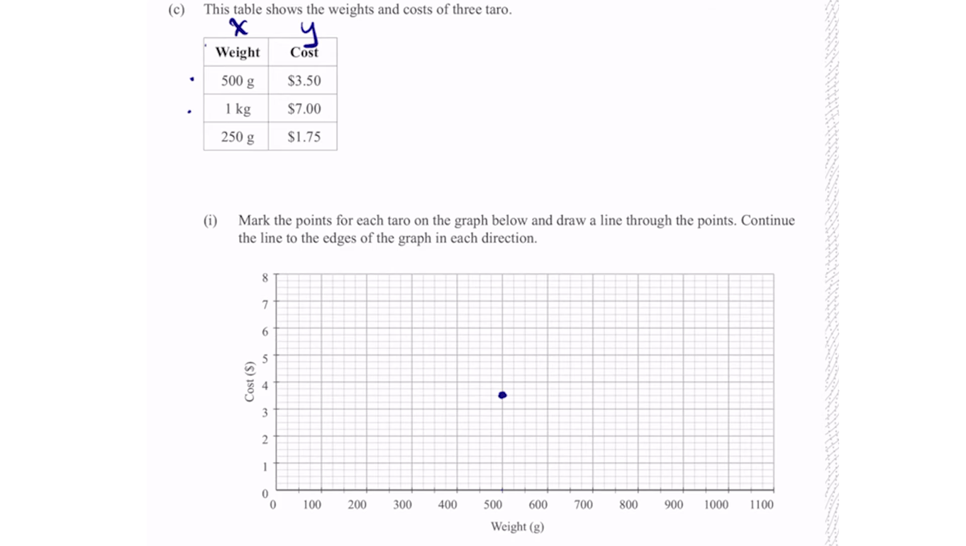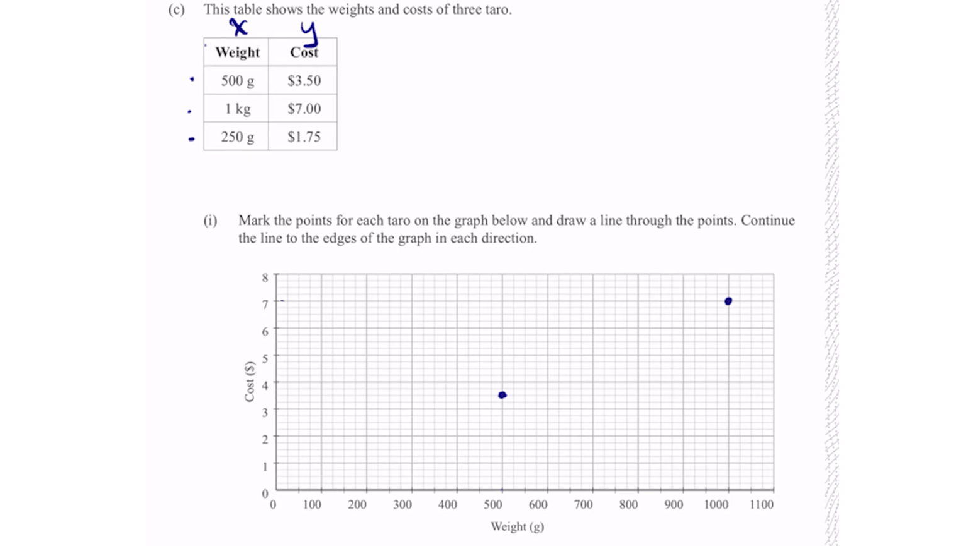1 kg, which is the same as 1,000 grams, costs $7. So 1 kg or 1,000 grams costs $7. So I'm going to go all the way up to 7 there and make my point. Okay, so that's 2 plots done. And then finally, our third point is 250 grams at $1.75.